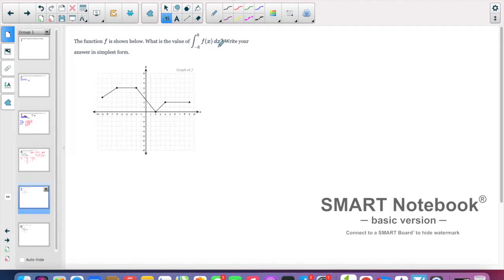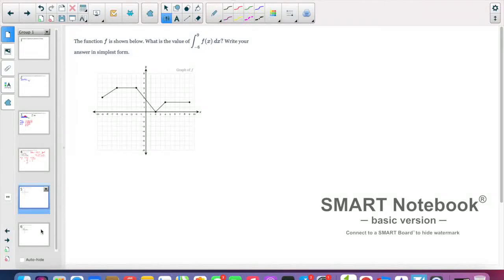F of x dx is just another notation. The f of x represents a function. Dx tells you that the function is a derivative of the original. That's what the dx means there. Another way we can refer to the dx is that that's the thickness of the individual rectangles being drawn, and we will talk about that in the next section. So don't worry too much about that notation at this point. We will learn more about it later. And it says write your answer in simplest form.